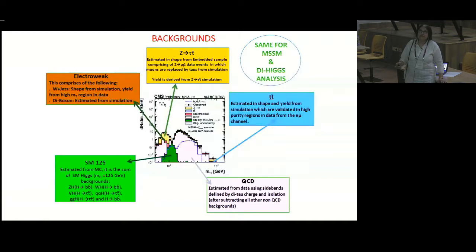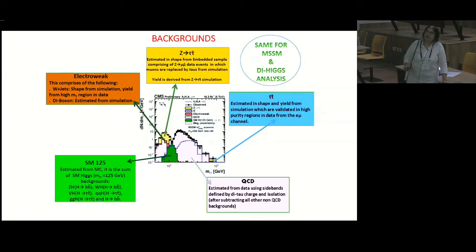So we take the Z going to 2 muons, mu plus mu minus data events just from data, normal experimental data, and these muons are replaced by the taus from simulation. So the taus we get from simulation, and we replace the muons in the data with the taus, and then it makes a Z going to 2 tau simulation sample for us, where the rest of the kinematics of the event is actually very well modeled because we are taking it directly from data. So this is a specialty of this particular Higgs search.